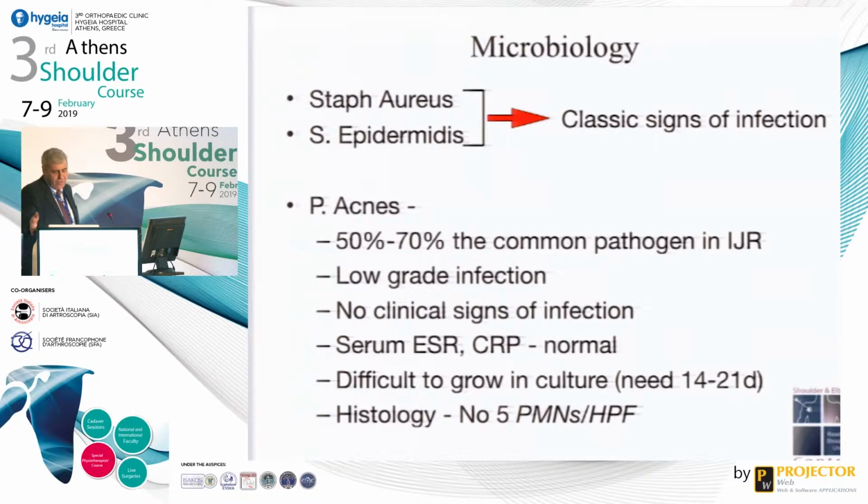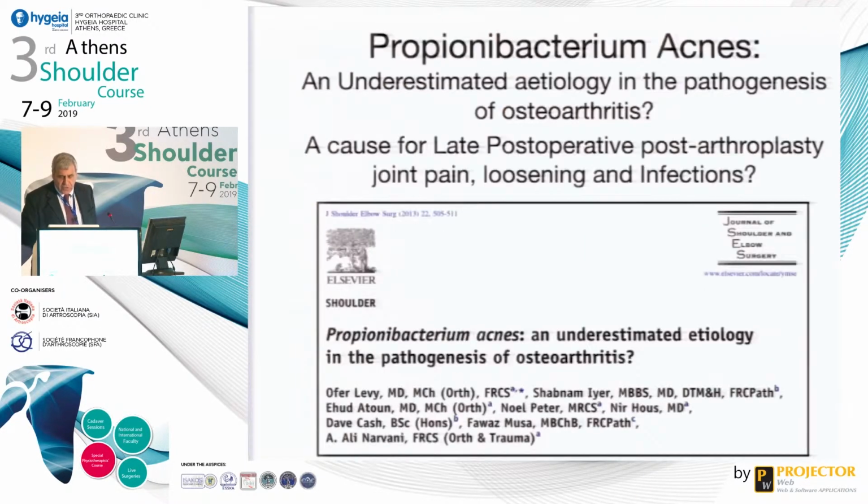The classic signs of infection are by germs like Staph aureus or Staph epidermidis, but the P. acnes actually is 50% to 70% of common pathogens in infected joint replacement. It's a low-grade infection, no clinical signs of infection. The serum, ESR, CRP are usually normal, difficult to grow in culture, need longer cultures, and in histology, you don't get the 5 polymorphonuclears per high-power field. So it's much more difficult to find.